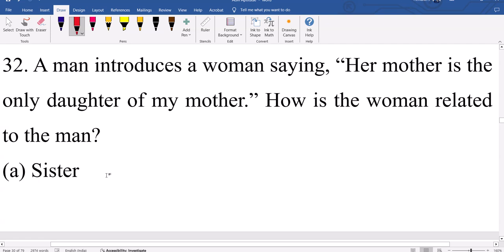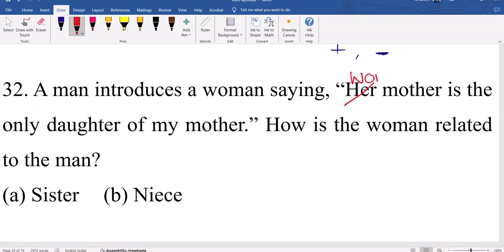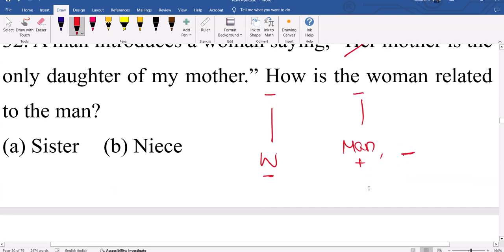What about this one? Her mother is the only daughter of my mother. Here woman mother. Her means here woman. Woman mother is man mother only daughter. Means man sister. See man mother only daughter. This person is nothing but woman mother as well. So how is woman related to man?